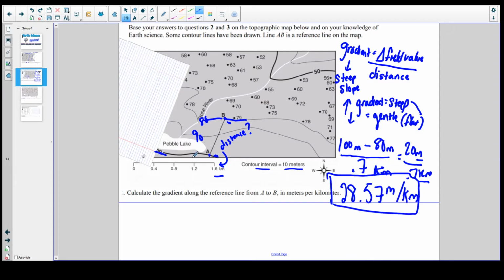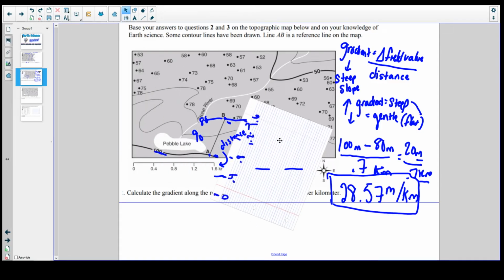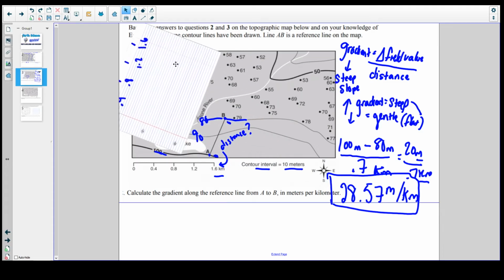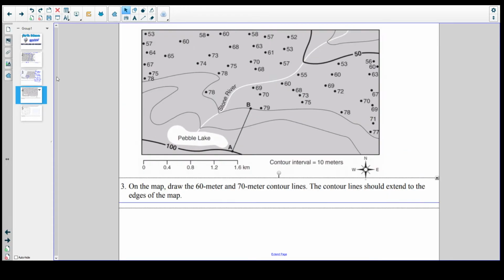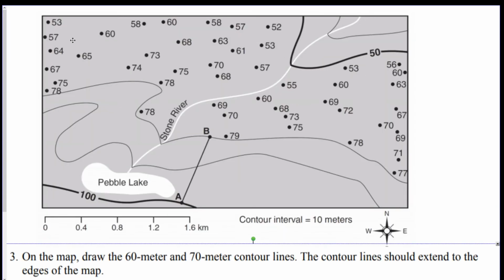Now, your distance might not have been exactly 0.7. You could have put 0.65, 0.6, something along those lines, but you'll still be in the range of the answer key. But you want to try to be as exact as possible. Was my way of doing this as exact as possible? Probably not. Yours is going to be way better on a piece of paper. All right, let's do the next question.